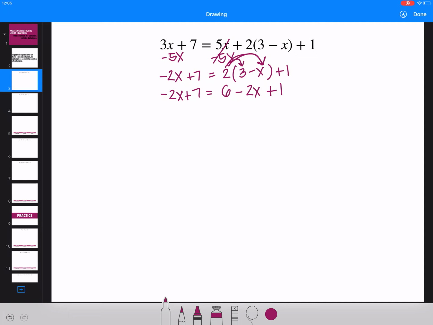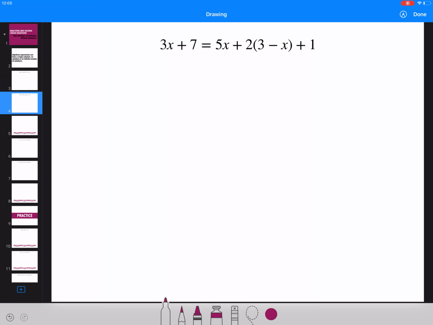I'm going to combine these like terms. So I have negative 2x plus 7 equals 7 minus 2x. Then I'm going to add 2x on both sides to get rid of those. That cancels out, and that cancels out. And then I'm left with 7 equals 7. And we're going to stop there. This is one way to solve this equation.